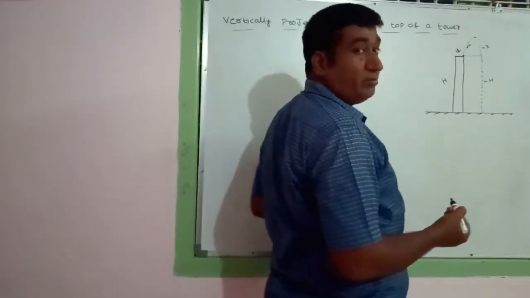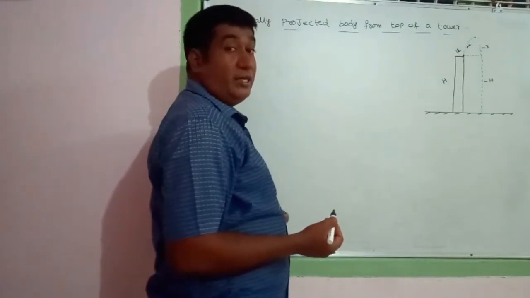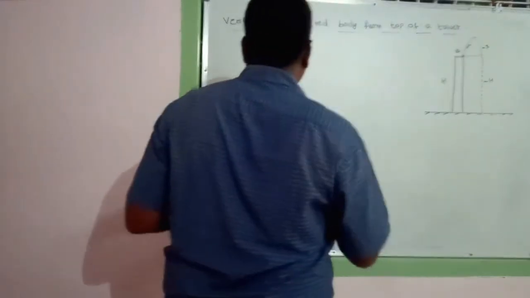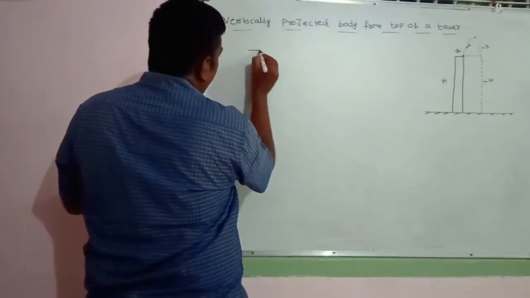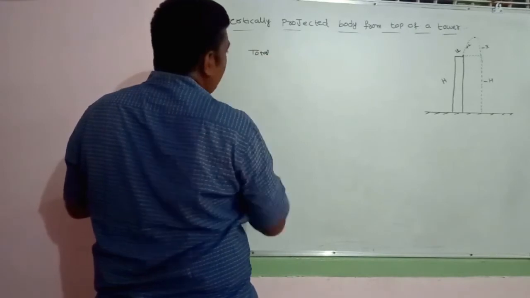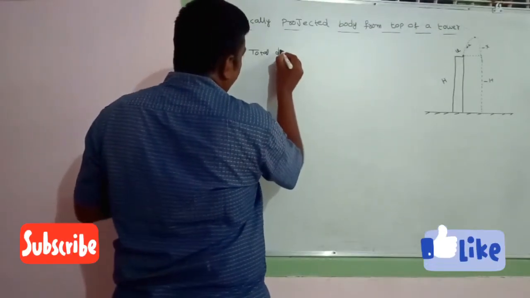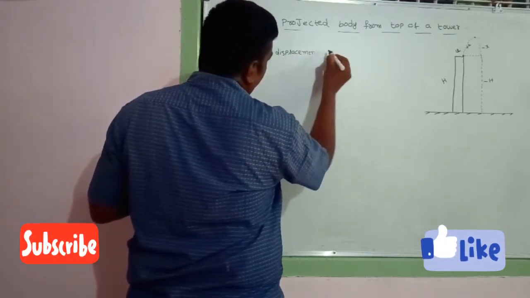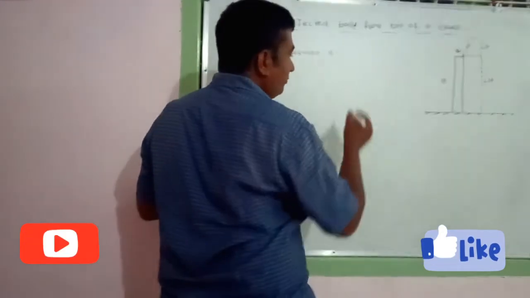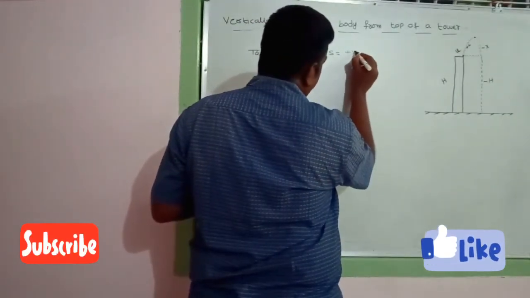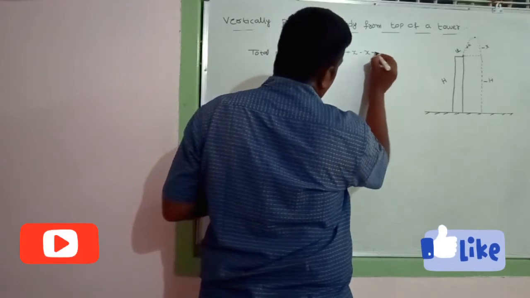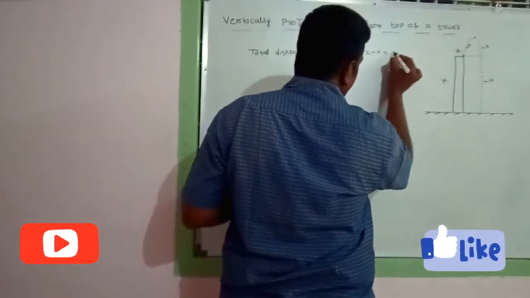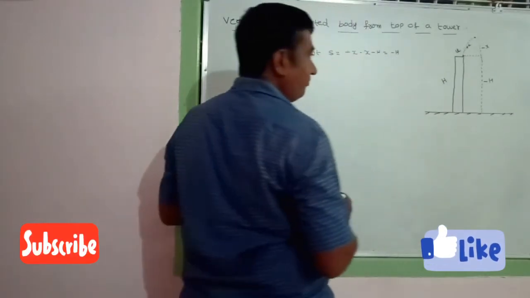Why are we considering plus and minus? Because s is a displacement, having both magnitude and direction. So the total displacement s is equal to plus x minus x and minus h. Plus x and minus x get cancelled, so we get minus h.